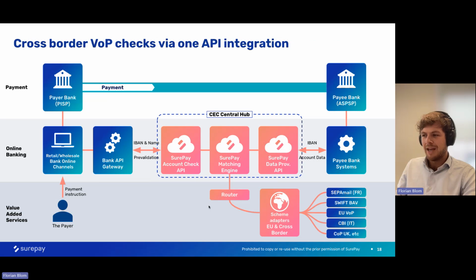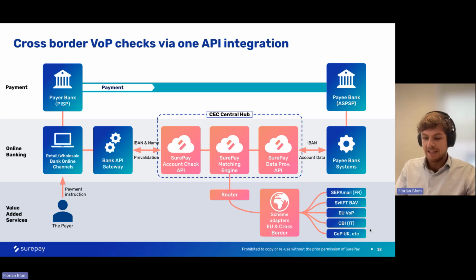As I already said, we have the best connected VOP solution already. So we route our traffic based on a few identifiers. If we know it's a French IBAN, we redirect it to our French partner SEPA. If we know it's an Italian IBAN, we reroute it to our partners in Italy, CBI. And also we have the Swift BAV.